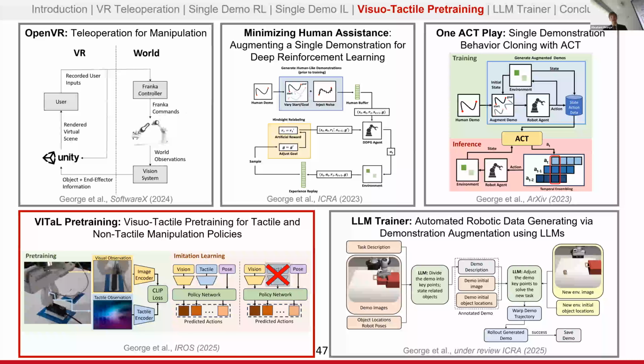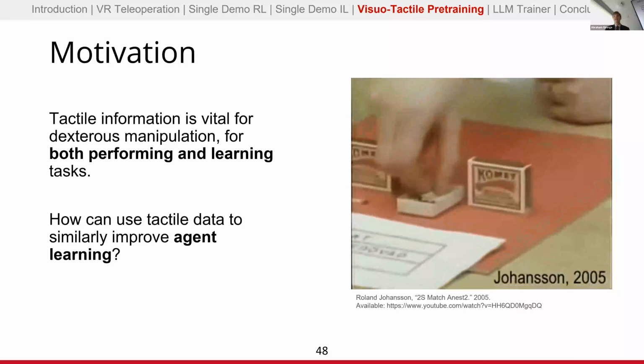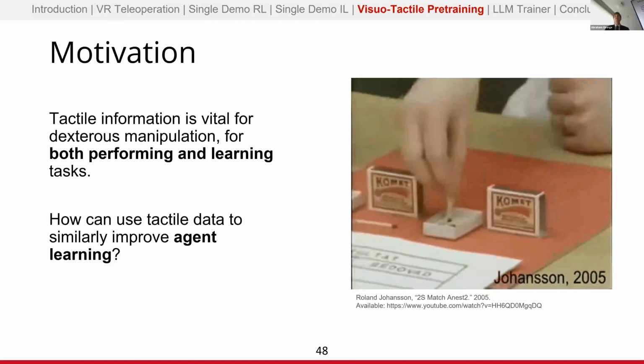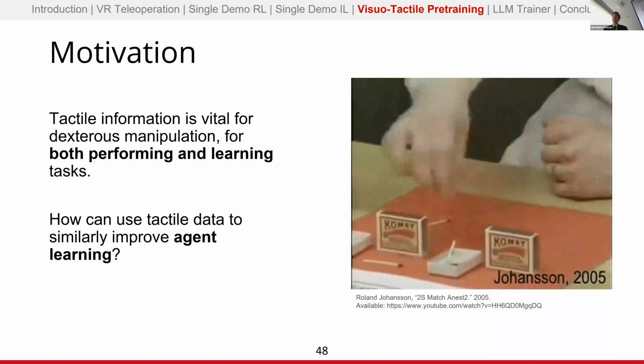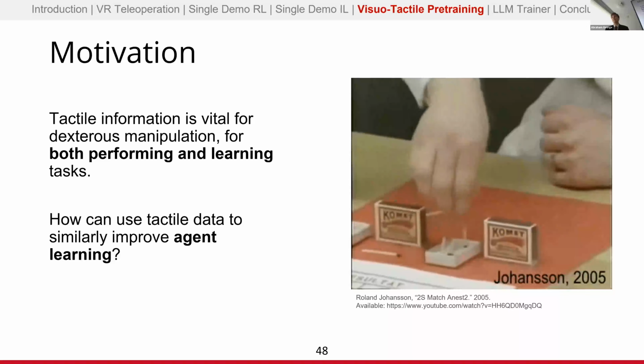So that brings us to our next work, which is ViTaL pre-training, which looks at visual-tactile pre-training for tactile and non-tactile policies. And so this is primarily focused on those really fine-grained tasks that require high levels of precision. The motivation for this is that tactile information is vital for dexterous manipulation, both performing and learning the tasks. So a classic example here, you can see in this video, is somebody trying to strike a match while their fingers are anesthetized, so they don't have any feeling of touch.